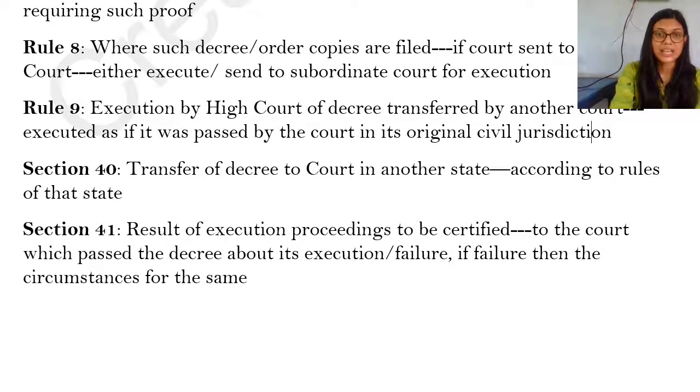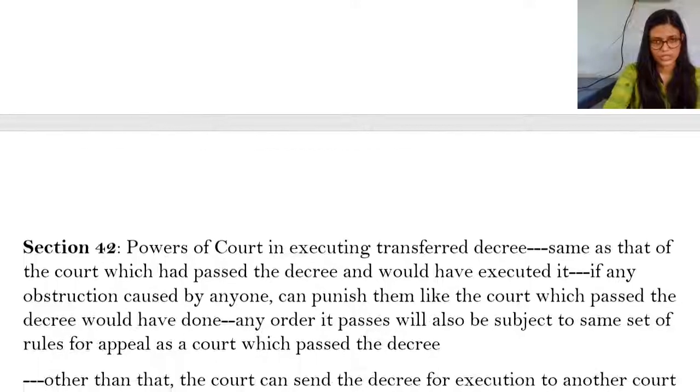Section 41 is saying that whatever the result of the execution proceedings is, it should be certified and sent back to the court which had passed the decree, whether you were able to execute it or whether you failed to do so. If you failed, then why did you fail and what were the circumstances that led to it.